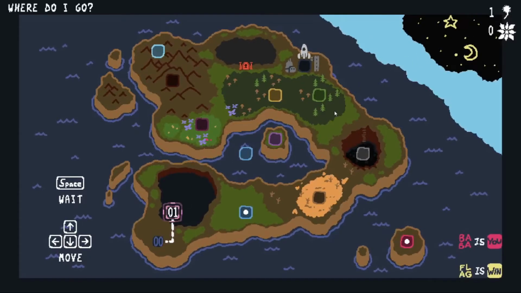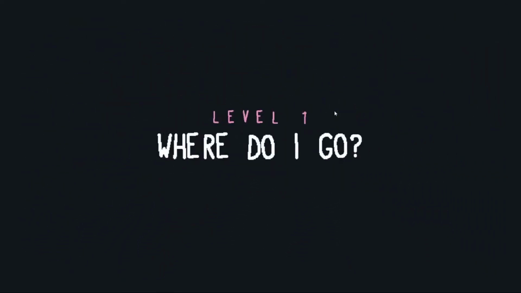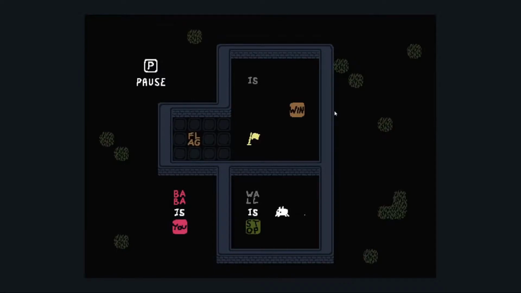Now, I'm going to go through the first couple of introductory levels, just kind of explain them. Level 1 is where do I go? Now this is a level where you have to figure out the solution. This basically teaches you that you can affect text. You can walk through it. It no longer exists. Basically, when things aren't connected to something, they don't exist. Like they'll be here, but they're not really there, if that makes sense.